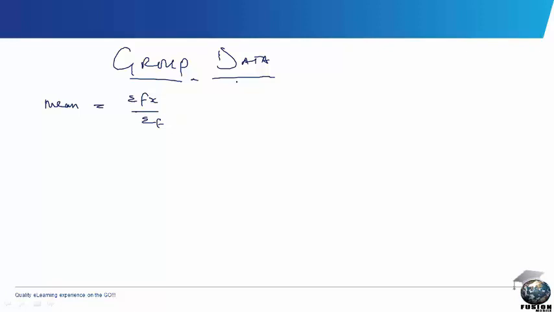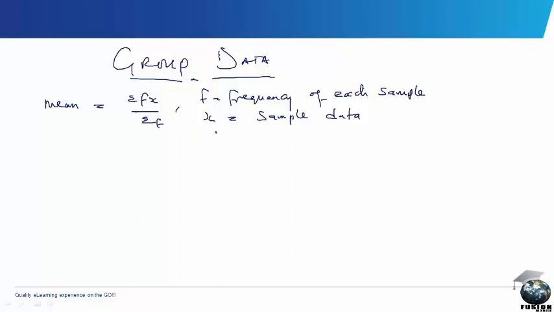Where f is equal to the frequency of each sample, and x is the sample data. And then we have the summation sign, which implies that we have to sum the numbers or the figures we have.